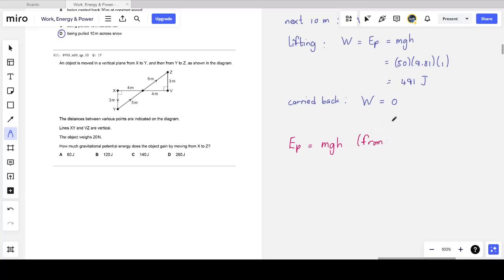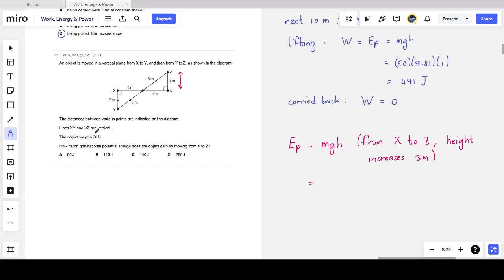But they want to know the gain in gravitational potential energy from x to z. So what I want is the change in height from x to z. Well, if I look at going from x to z, what I can see is that the height only increases 3 meters. So the vertical distance from x to z is just that vertical distance. If I use point x as the reference point, then I've only gained 3 meters in height.